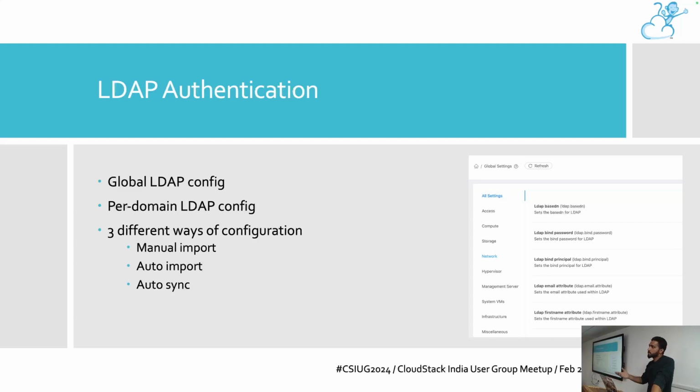The three different ways of configuration are the normal manual import, auto import, where when we provide the LDAP details it will automatically import everything, and even auto sync, where if there are any changes at the directory level, it should sync with CloudStack. So these are all the configurations that we can make in CloudStack. We can choose accordingly.